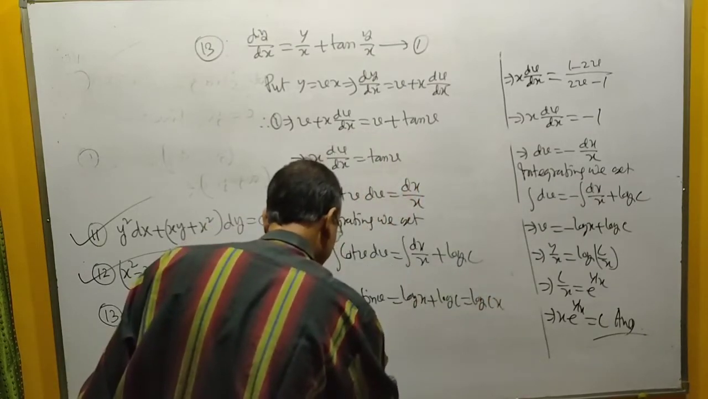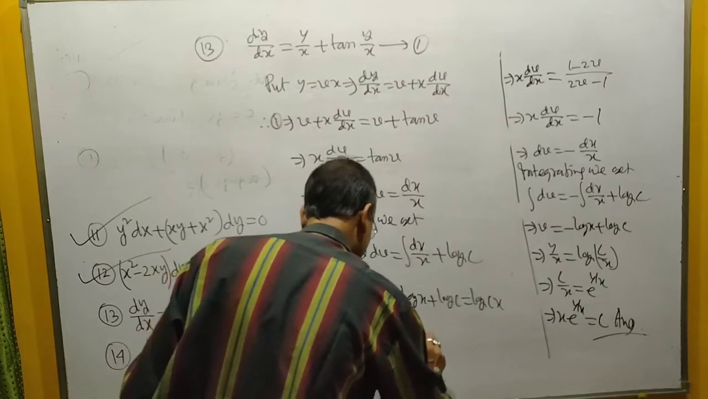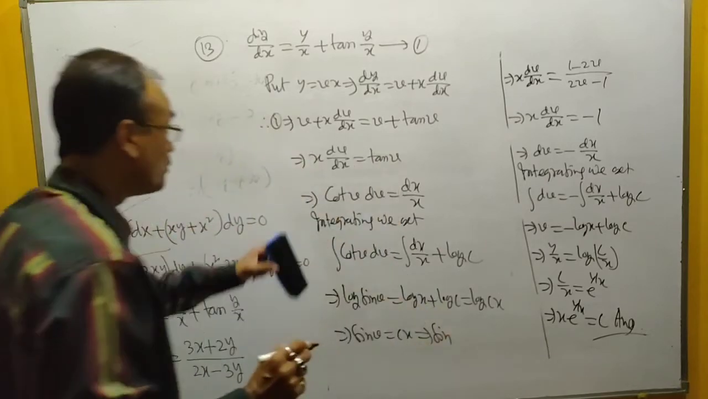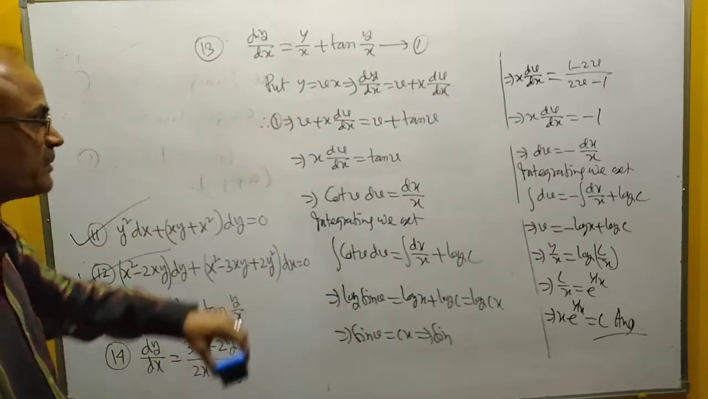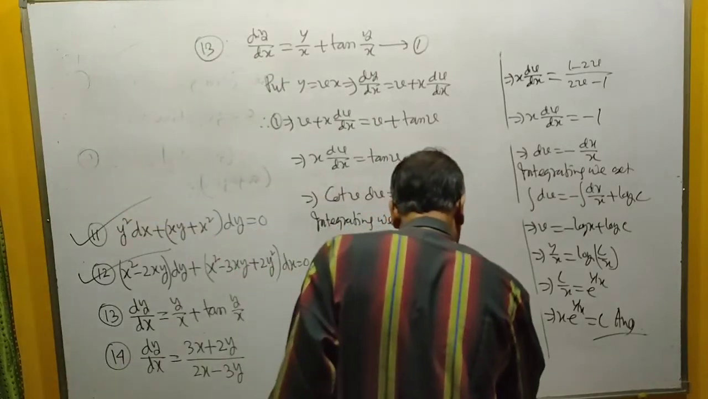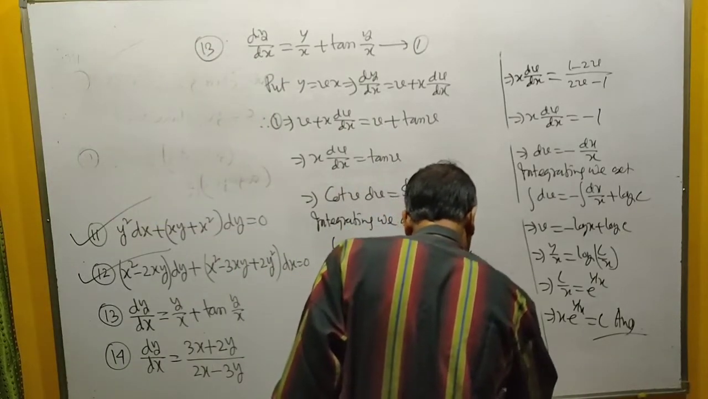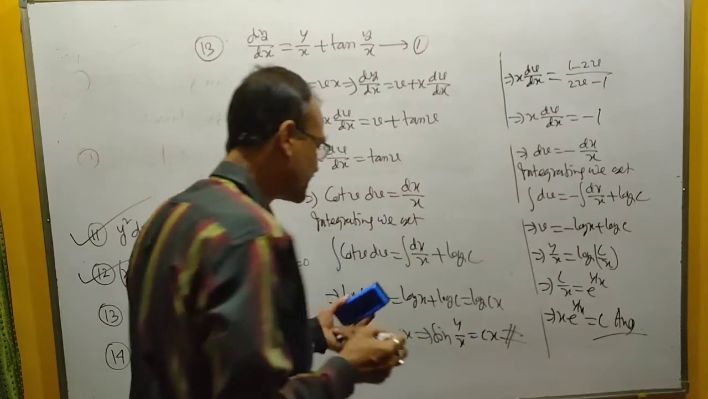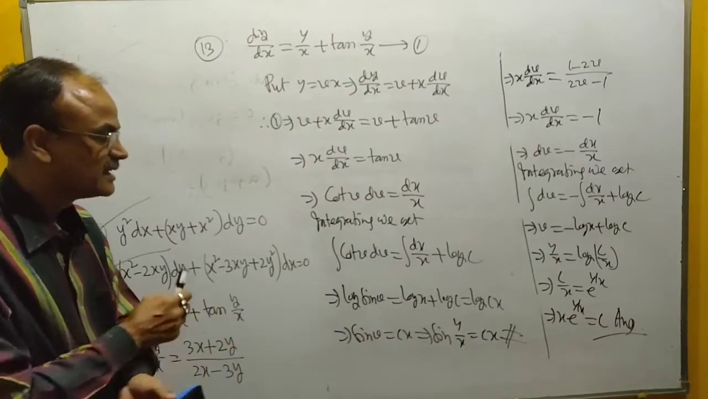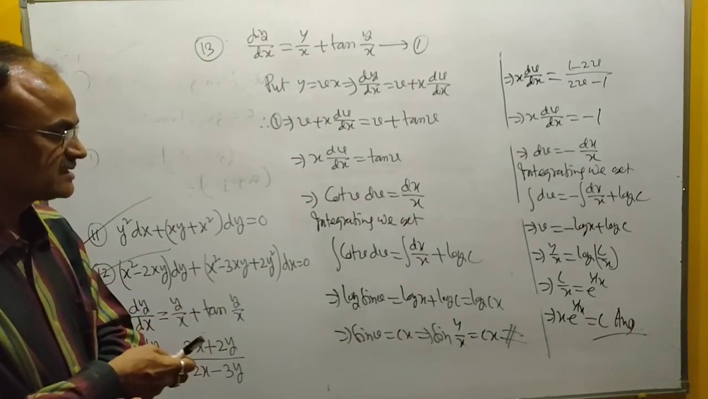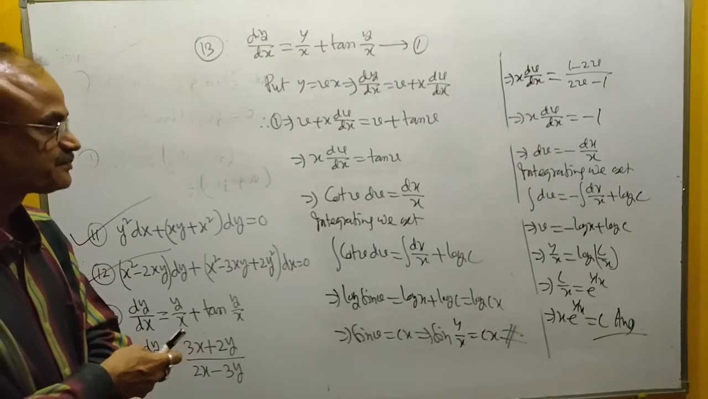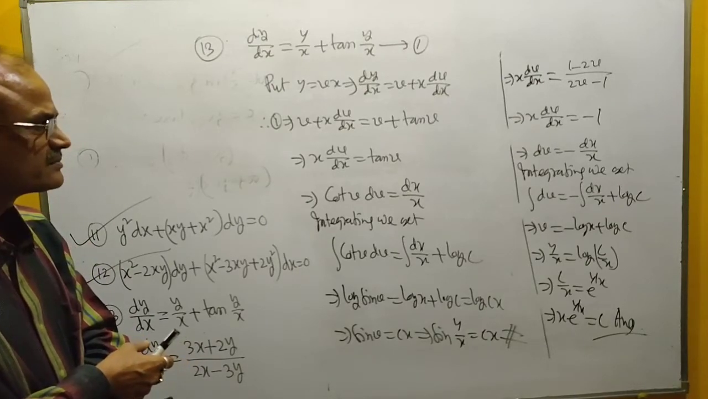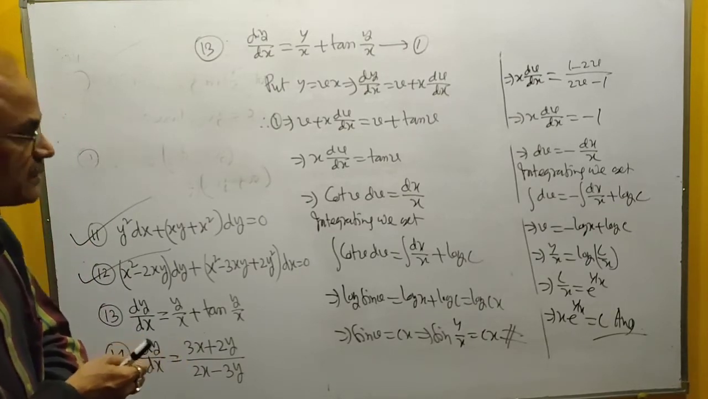This means sin v equals cx. Since v means y by x, you may write sin of y by x equal to cx. This is the solution of the differential equation: sin of y by x equals cx.